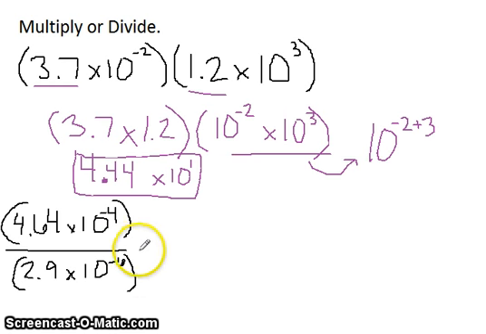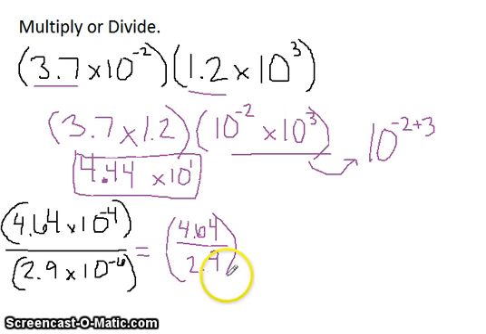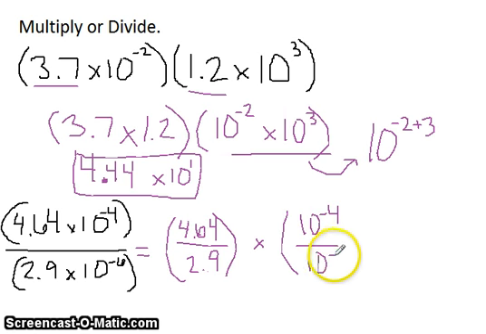Alright, so let's look at the division. Again, this one's very similar. What you're going to do is separate the powers of 10 from the factors. So we're going to do 4.64 divided by 2.9, and 10 to the negative fourth divided by 10 to the negative 6. So it's still the same problem, I just rewrote things based on my properties. Now I'm going to do the division of the factors.